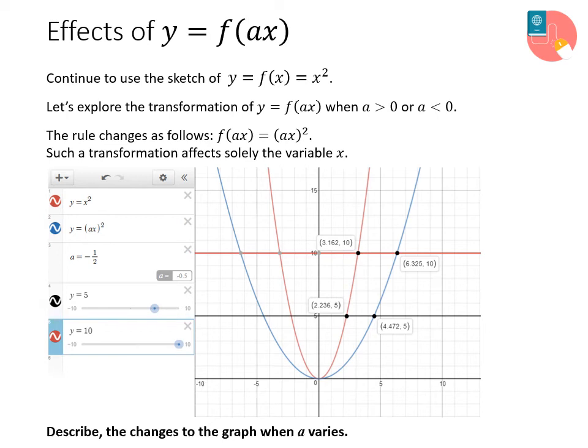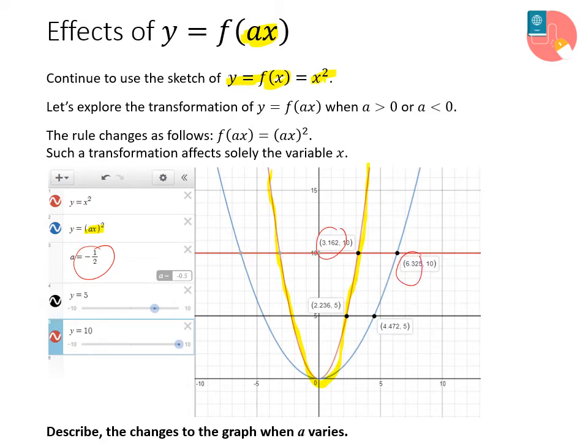Let's continue to use the sketch of y or f(x) equals x squared, which is given by the red graph over here, and explore the transformation effect if I multiply an a value to the x coordinate. So if we take a look at the blue graph over here, you will notice that when I multiply by an a value, there is a negative half. The x coordinate changes respectively.